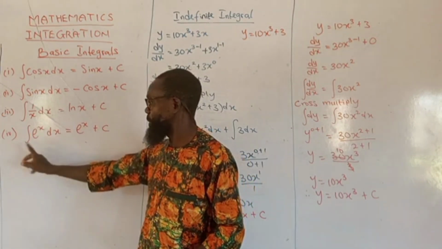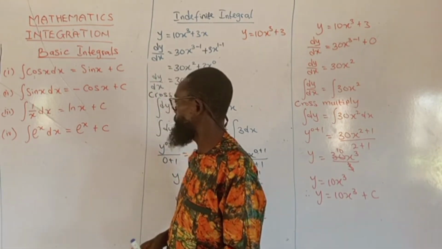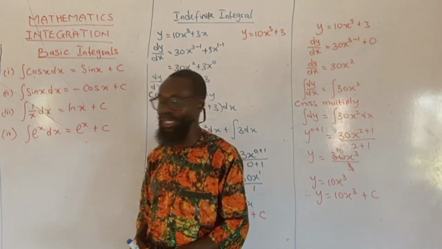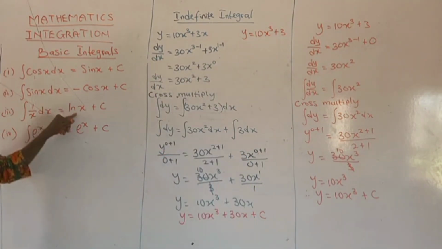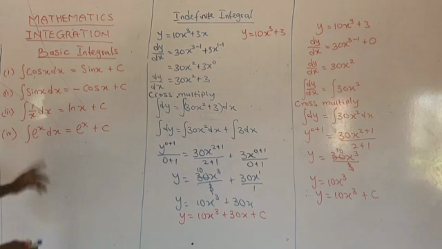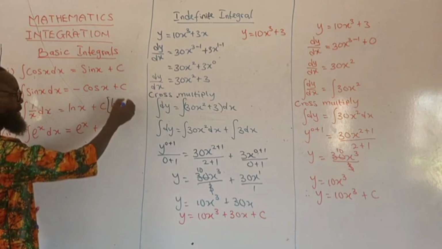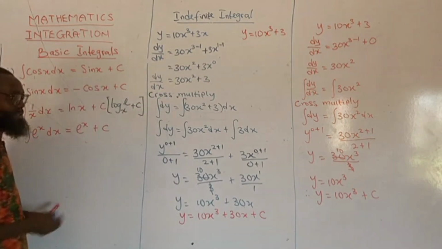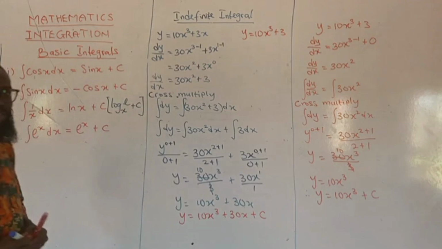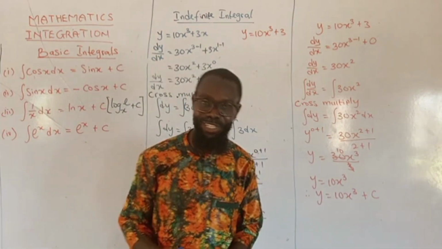While integration of e raised to power x dx will be equal to e raised to power x plus a constant c. So, this particular aspect, 1 over x integrates to ln x. ln x also is the same thing as saying log base e of x, plus a constant c. So this is the end of this class 1 of the integration.